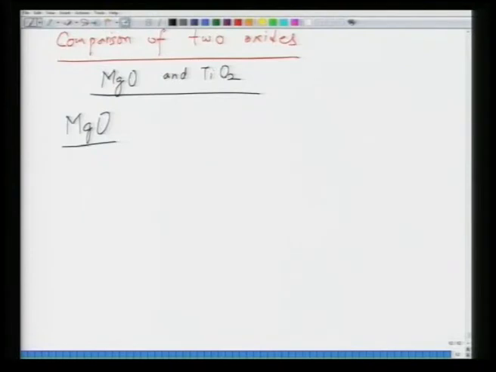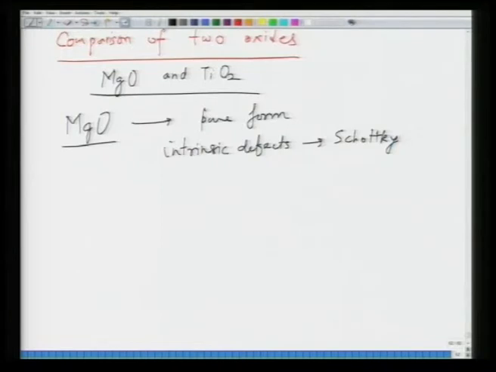Now, MgO, if it is in pure form, then the intrinsic defects are, as we know, Schottky defects. Most of the close packed materials are prone to having Schottky defects, which means Vmg and VO. These are the two dominating defects. So, what would be the defect reaction under oxidizing conditions?